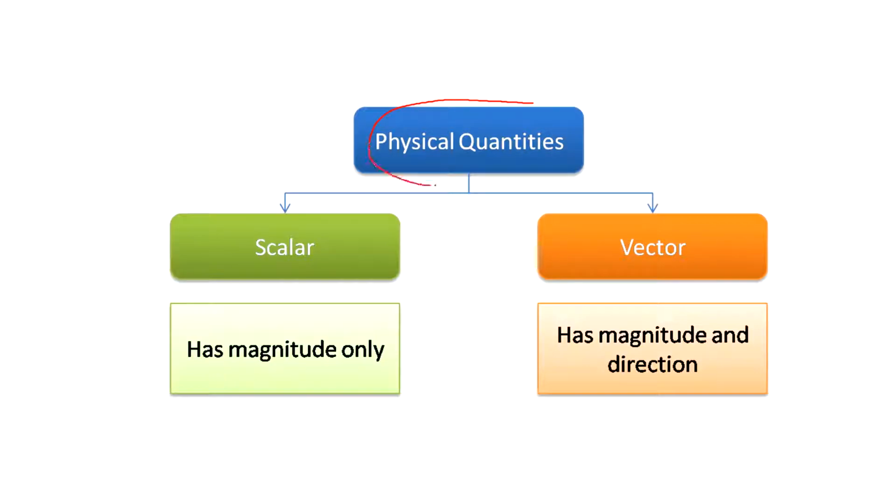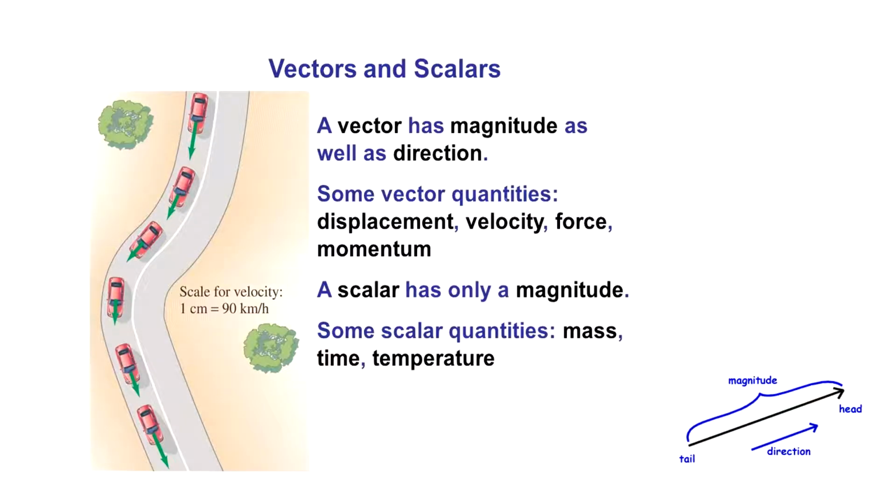Both are physical quantities. That is what they have in common. Scalar has magnitude only. Vector has both magnitude and direction. You might be surprised that you've actually seen a few vectors already during this presentation. Just to get you used to some of these terms, some vector quantities might be displacement, velocity, force, momentum. A scalar, with only a magnitude, has mass, time, temperature.